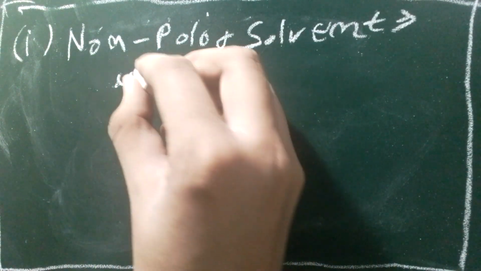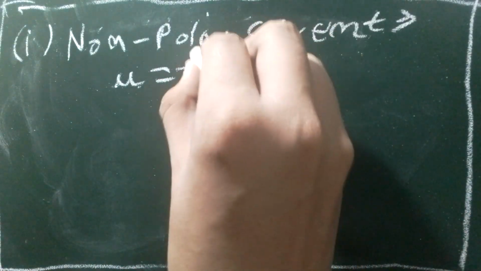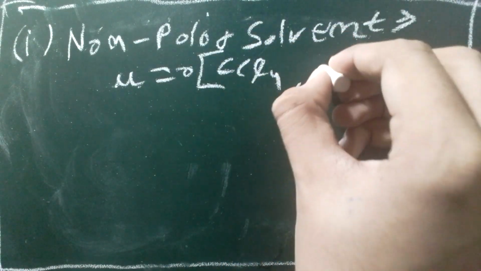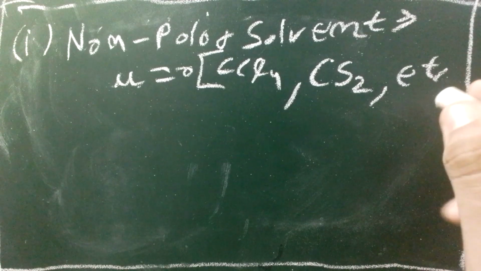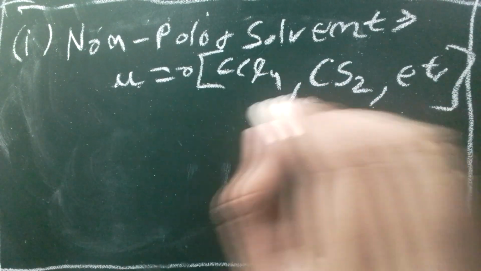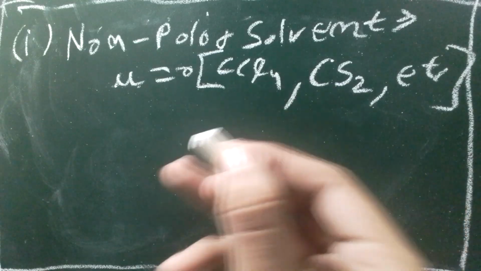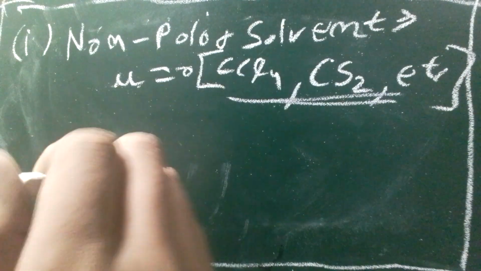So the mu, which means the dipole moment for these solvents, is 0. For example, the solvent can be CCl4, CS2, etc., like benzene also. Okay, so we have to study the characteristics of NaI, NaBr, NaCl and NaF in these solvents.